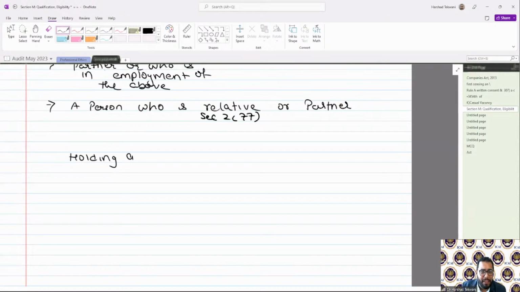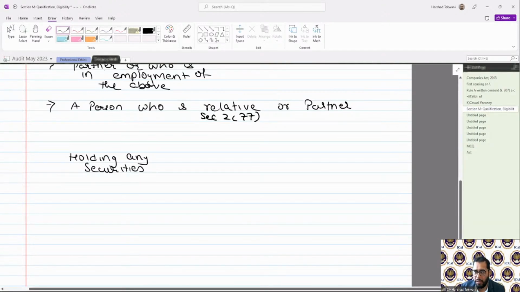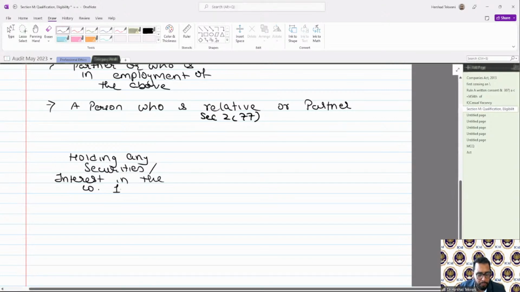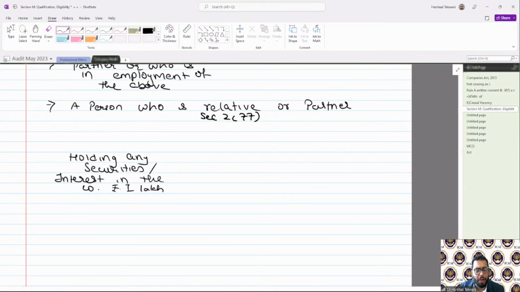The condition is holding any securities or interest in the company, of face value not exceeding 1000 or a limit that is prescribed. Now for this particular purpose, the limit that has been prescribed is rupees 1 lakh. So holding security or interest of face value not exceeding 1 lakh. Now we are covering here face value.